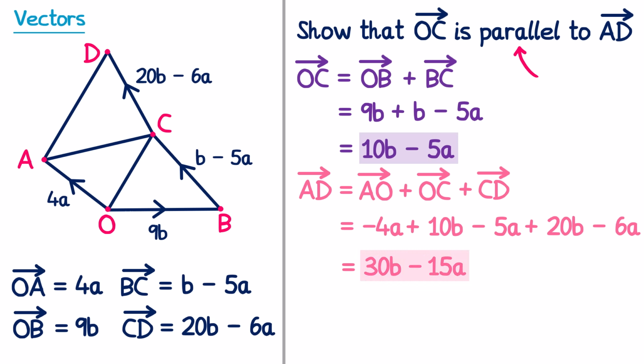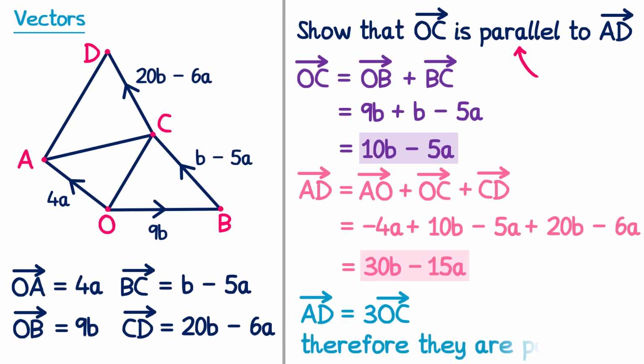And if you look carefully, you can probably see that if you multiply the OC one by 3, you get the AD one. 3 lots of 10b is 30b, and 3 lots of negative 5a is negative 15a. So we can write down that the vector from A to D is 3 times the vector from O to C, therefore they are parallel.